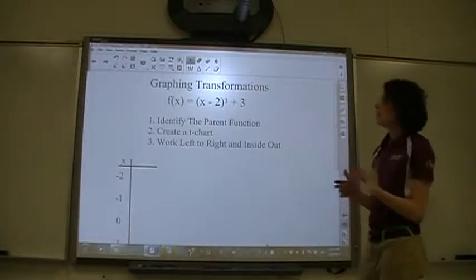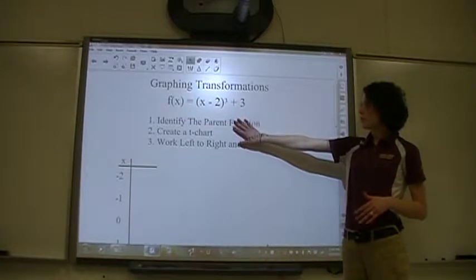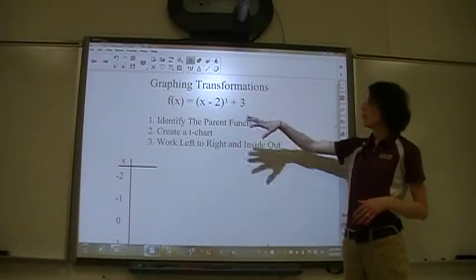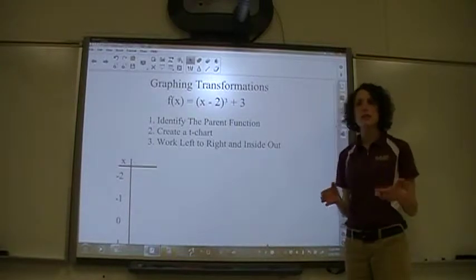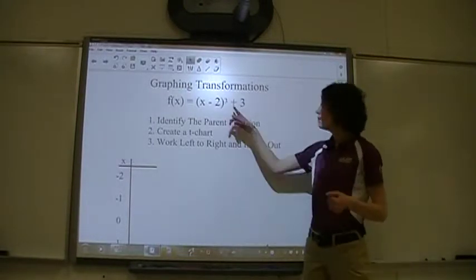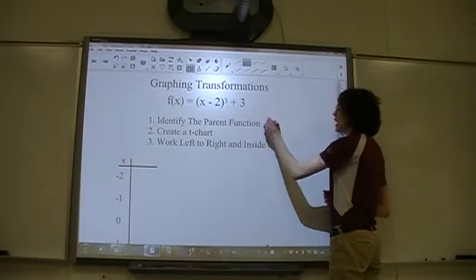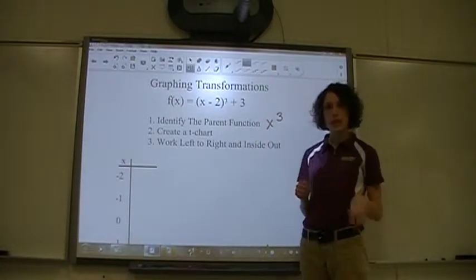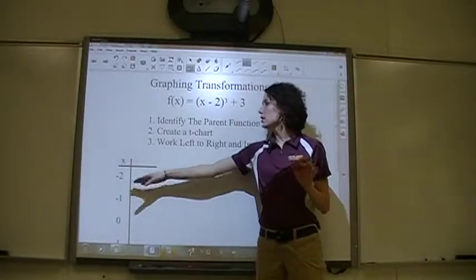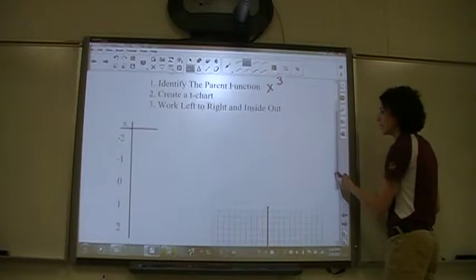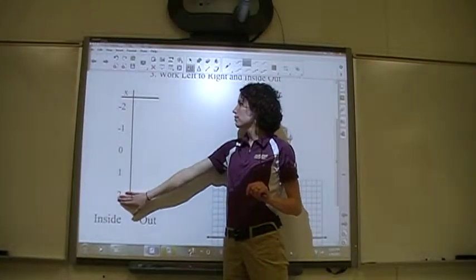Now, creating and graphing these transformations. These are the 3 steps that I want you to do if we were given a function. First, identify the parent function. You want to look at it and say, what's the weird thing about this? The weird thing about this function is this cubed right here. So my parent function is x cubed. Second, create a t-chart. Because I have x cubed, I want to go from -2 to 2, which is what I have right here.